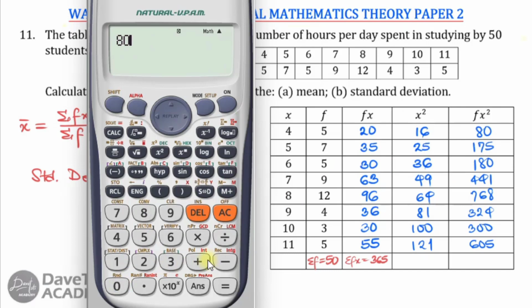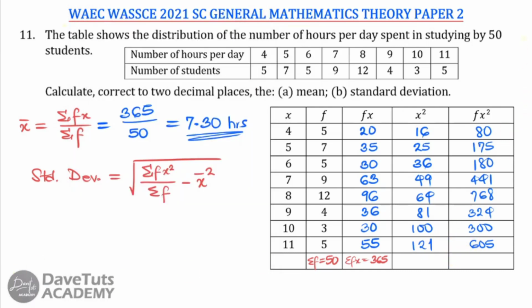Then we can sum all of these entries. Well, we have 80 plus 175 plus 180 plus 441 plus 768 plus 324 plus 300 and finally 605. Okay, so this is 2873. So the summation fs square is 2873, and these are the values that we can use to get our standard deviation.